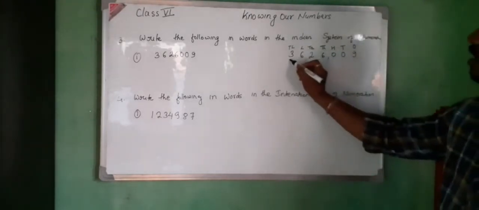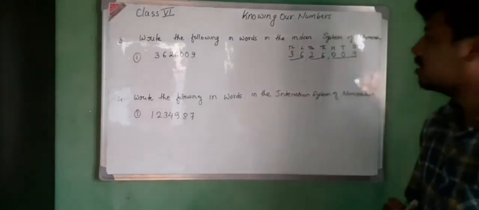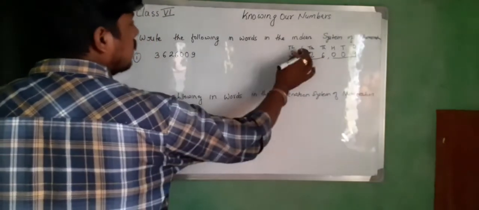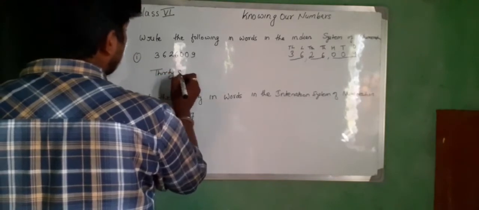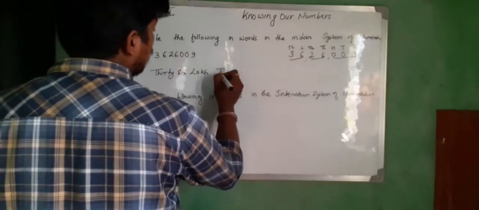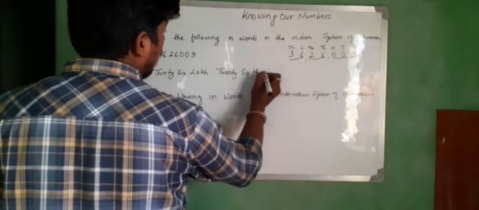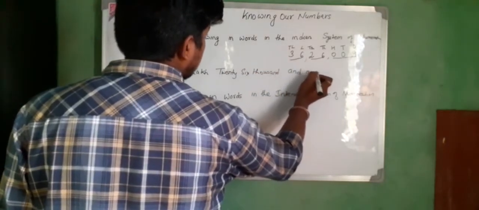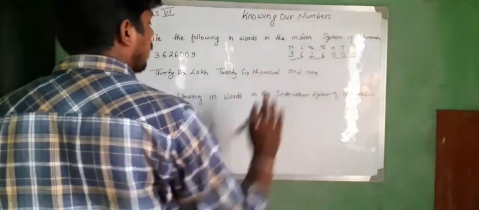So here you see 36, here you see 26, and here we will see 9. So we can write 36, it is lakh, so 36 lakh, 26 thousand and 9. 36 lakh 26,000 and 9.